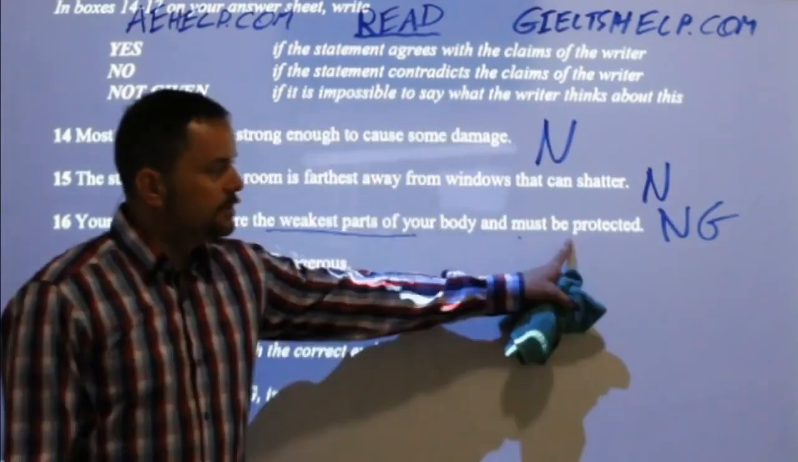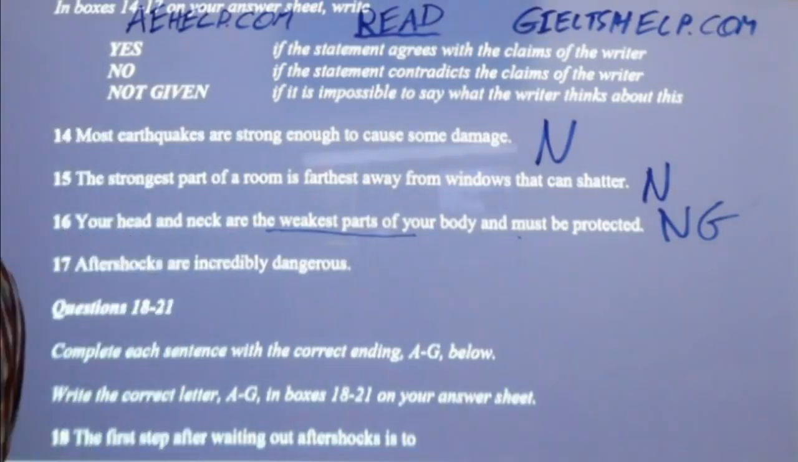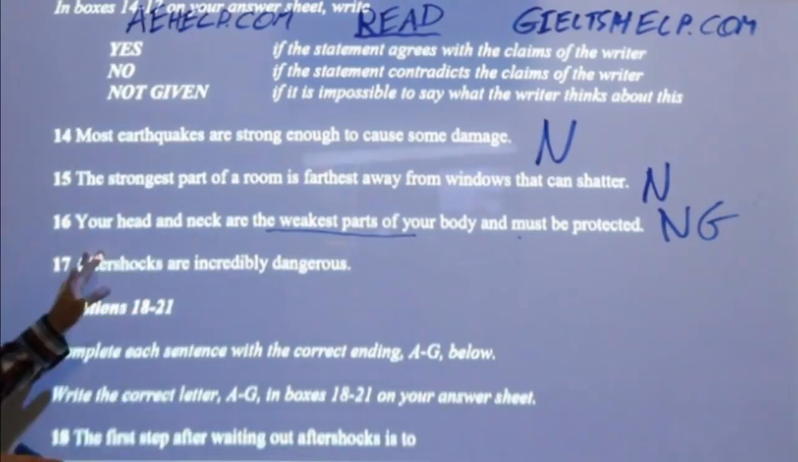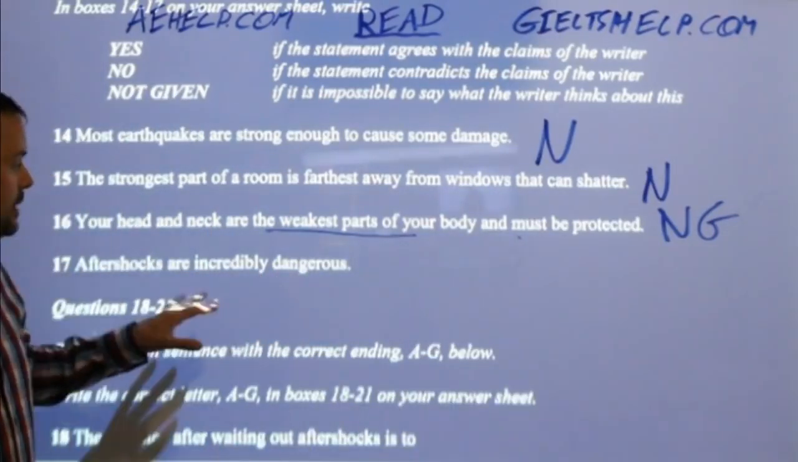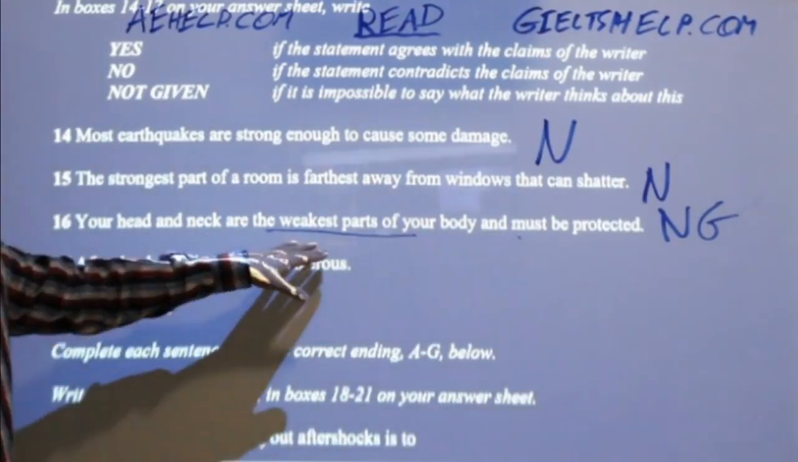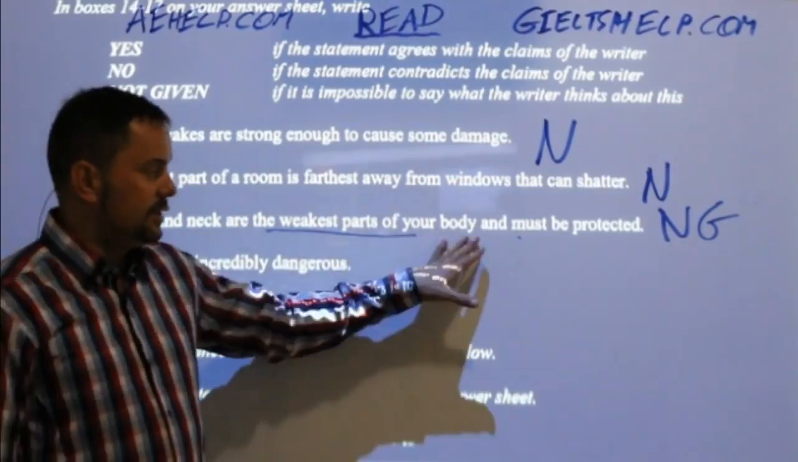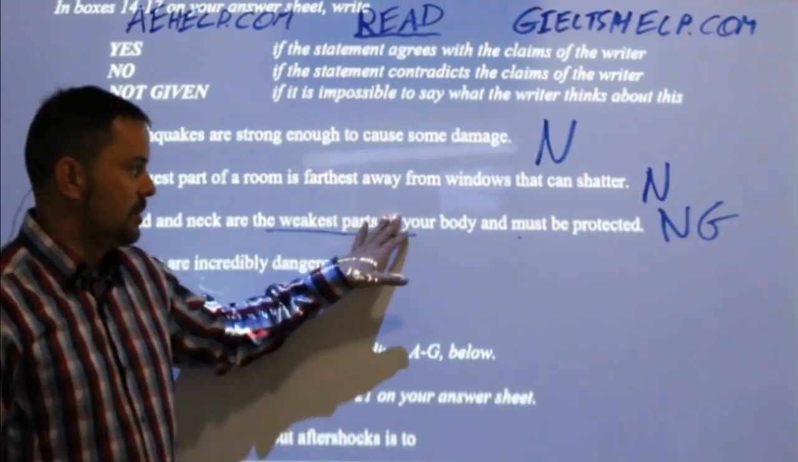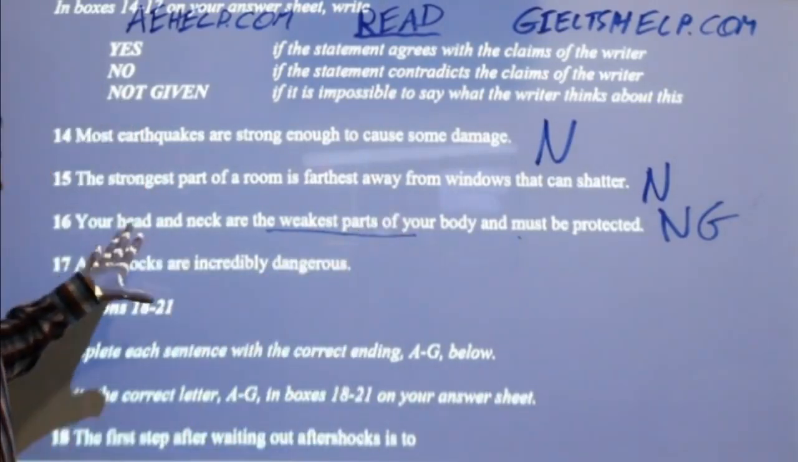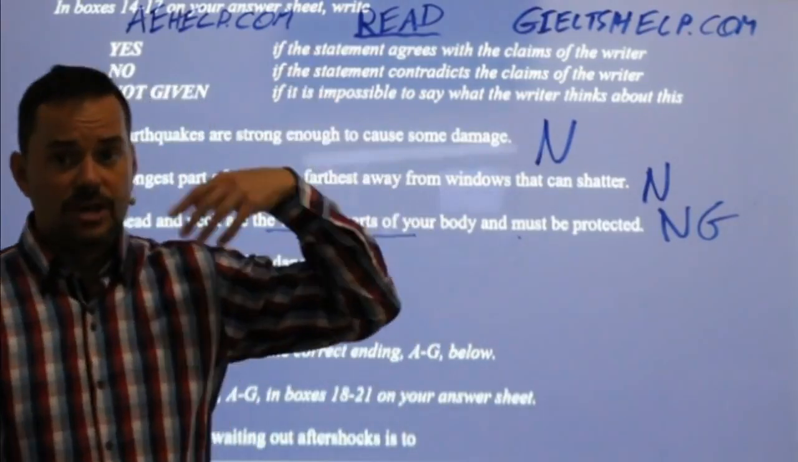Now this one's a bit tricky, students, and here we're looking for that band 8, band 9 student, because here, sure, we have to protect our head, but the sentence is saying they're the weakest parts of the body, okay? The author doesn't talk about the head and the neck being the weakest parts of the body. The author says that you have to protect your head and neck because there are falling objects.